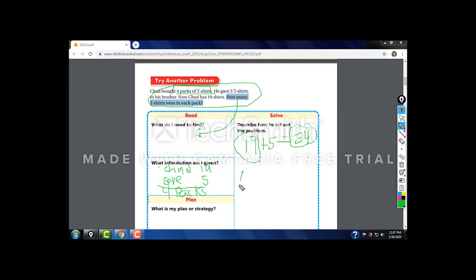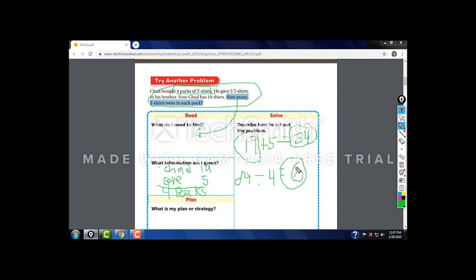And if you could already see it right now, I got 24 total t-shirts divided by how many packs? 4. And what's your number? 24 divided by 4? 6. So how many t-shirts were in each pack? 6 t-shirts were in each pack.